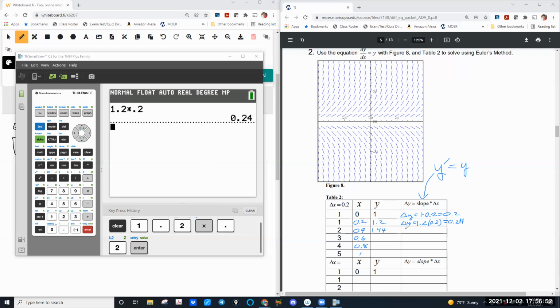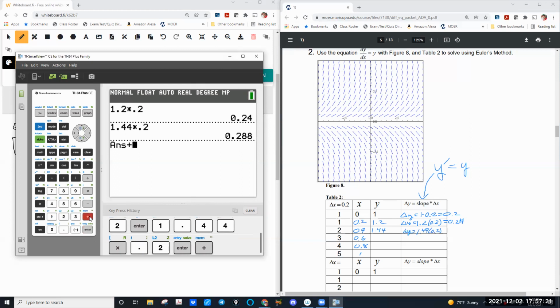Okay, next delta y. So now our slope is y, but now it's 1.44 times our delta x. So 1.44 times 0.2. There's our new delta y. And I'll record that in just a second, but that gets added to our old y, which is 1.44.